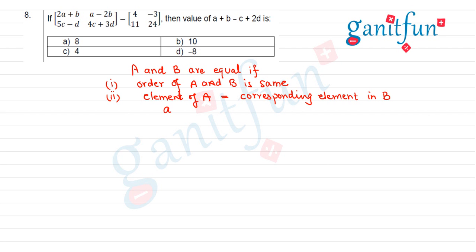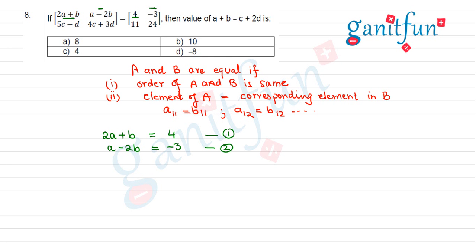element A11 should be equal to element B11, A12 should be equal to B12, and so on and so forth, which basically gives us that 2A plus B, the first element on the left hand side in the matrix, is equal to 4. Corresponding element of B is 4, and A minus 2B will be equal to minus 3. Now we can say this is equation number 1 and this is equation number 2.